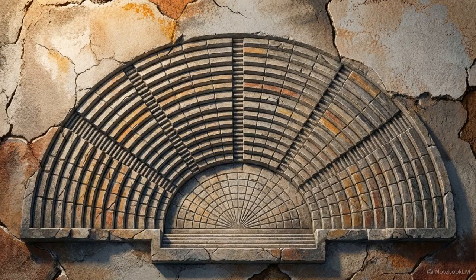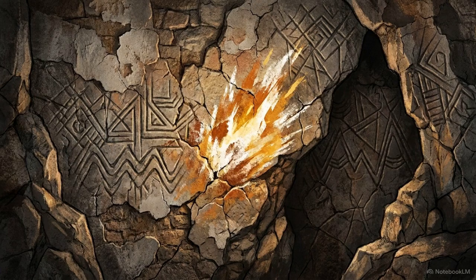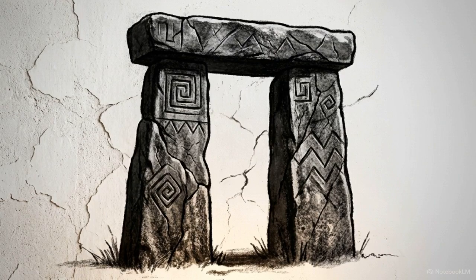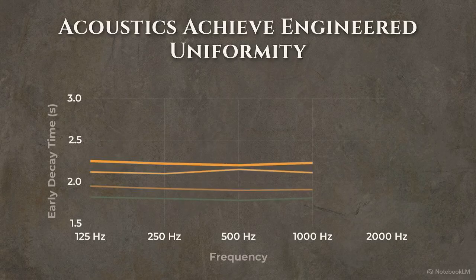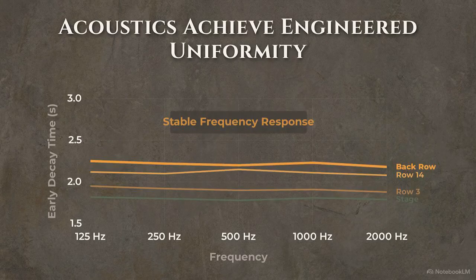By 300 BC, the Hellenistic Roman theater at Paphos marks the transition to engineered uniformity. Unlike the chaotic low-frequency nodes of the Palaeolithic caves or the extreme spatial disparities of Stonehenge, Paphos exhibits conscious, deliberate engineering designed to achieve uniformity. This line graph plots the early decay time across the 125 to 2000 Hz spectrum. The response lines are tightly clustered and incredibly flat across the entire range.